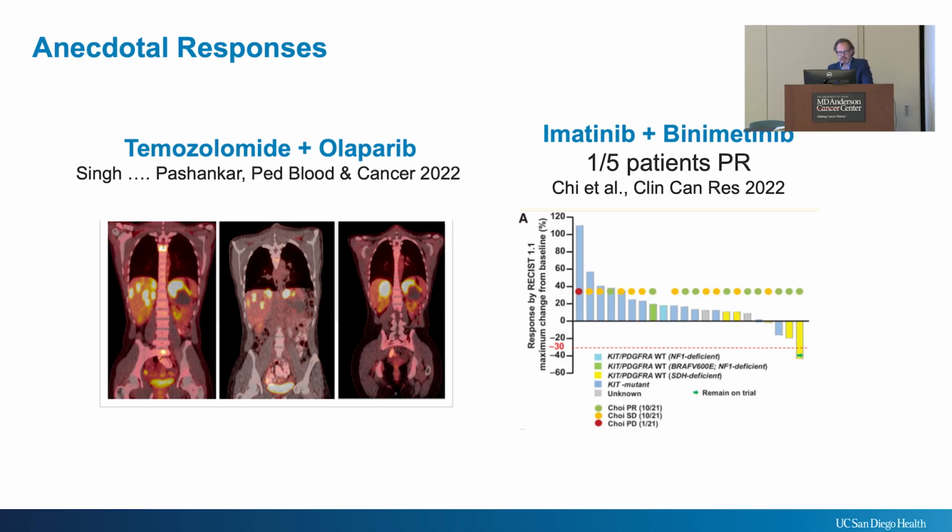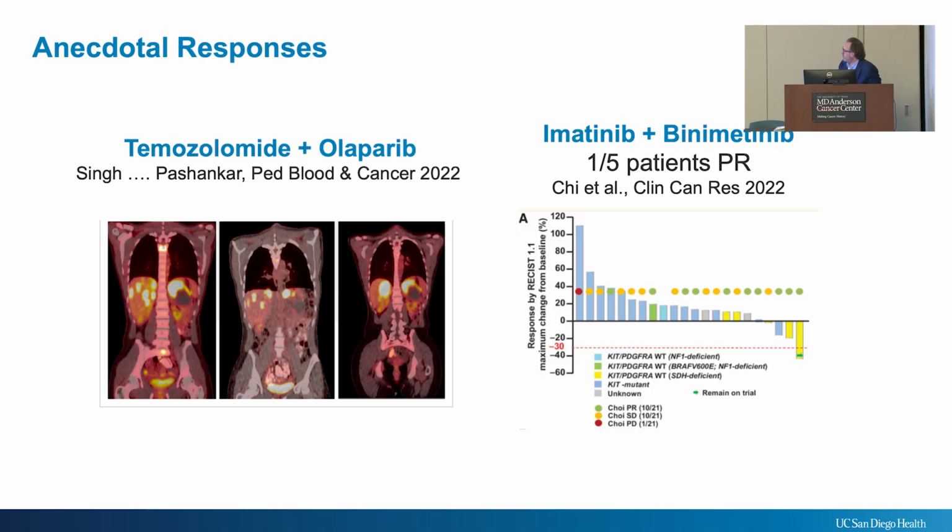There have been some other anecdotal reports as we're explaining to people about the role of temozolomide. There was a group at Yale that treated a patient with a combination of temozolomide plus another drug called olaparib. They had this nice response to therapy in a patient. This was another study on the right side of imatinib plus binimetinib, which is a MEK inhibitor, similar to the drug that I mentioned that's being used for BRAF mutant GIST. Out of 5 SDH-deficient GIST they had 1 responder.